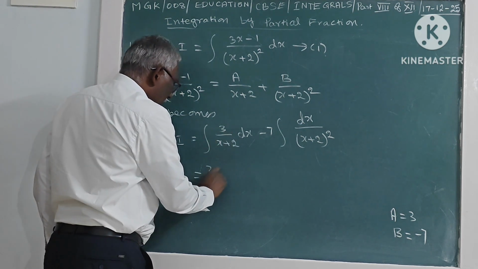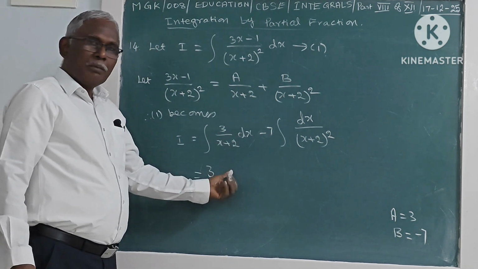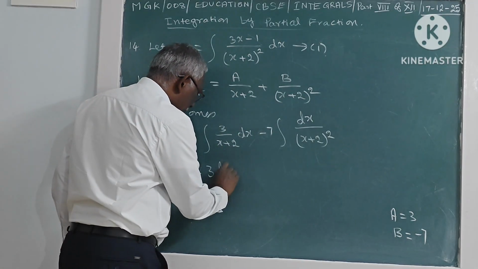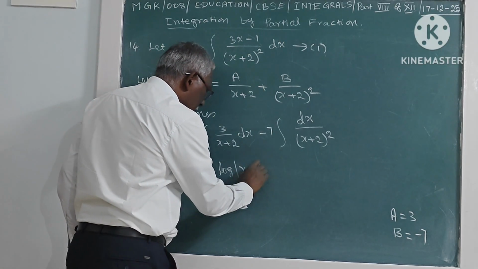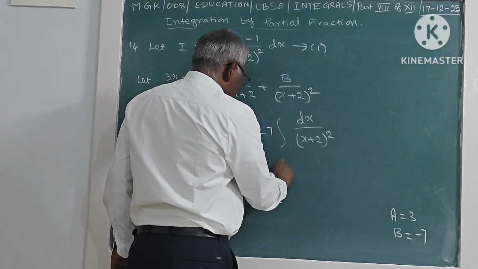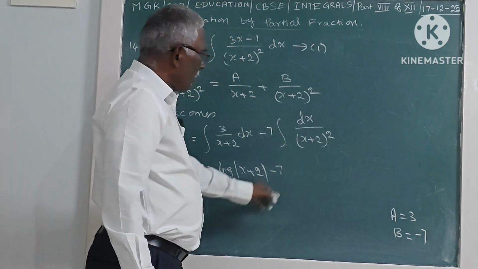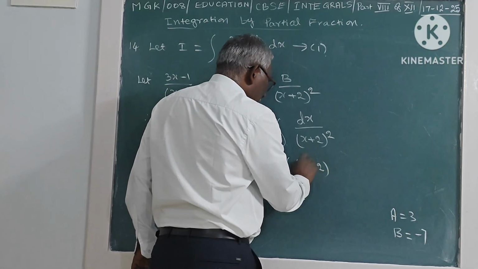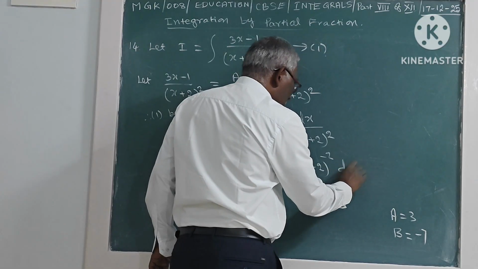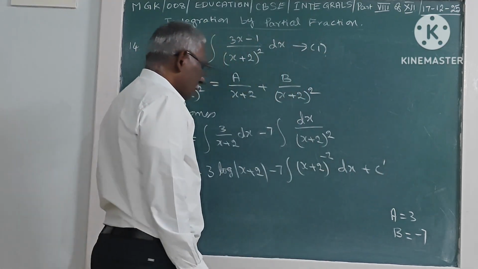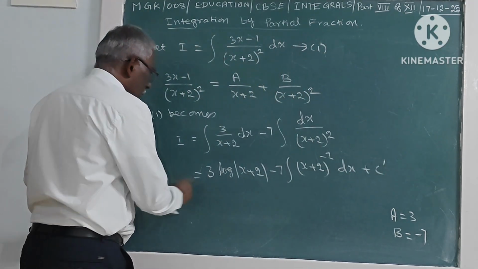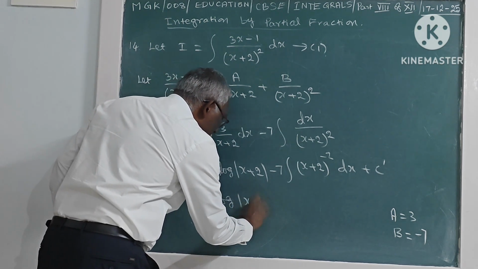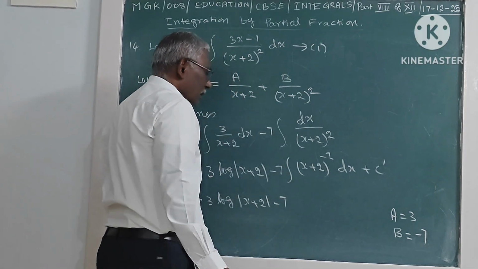Now 3 will take outside, then integral dx by x plus 2. If we differentiate x plus 2, we are getting dx. So the value of this will be log of x plus 2, minus 7 times this, we can write as integral x plus 2 power minus 2 dx plus c dash. So 3 log x plus 2 minus 7.